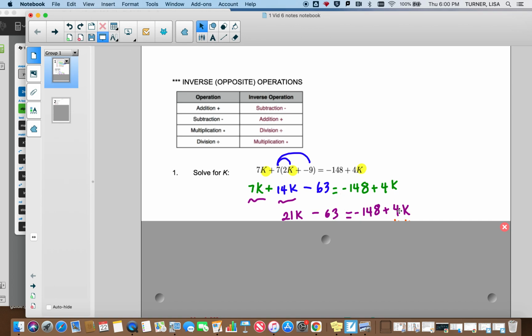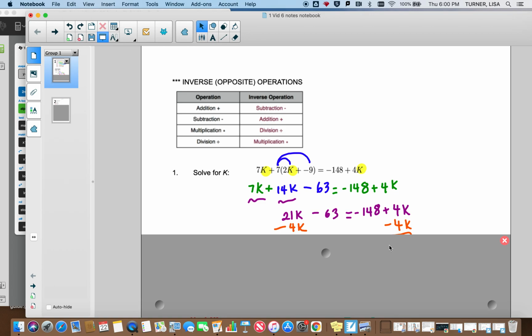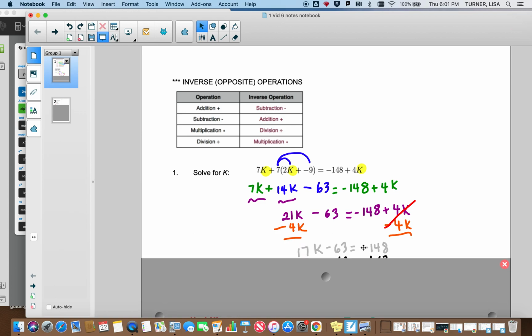All right. And now we don't have like terms on either side, so we have to start moving. And so I'm going to move this 4k first, just by subtraction. Minusing 4k on both sides. A lot of people like to cross that off, and you are welcome to do that because you're zeroing it out and you're subtracting from both sides, so you're not changing the equation, you're just moving something over to the other side. And so we get 17k's then, minus 63 equals negative 148.